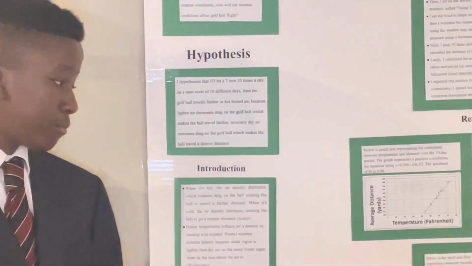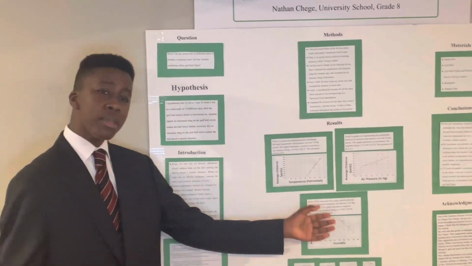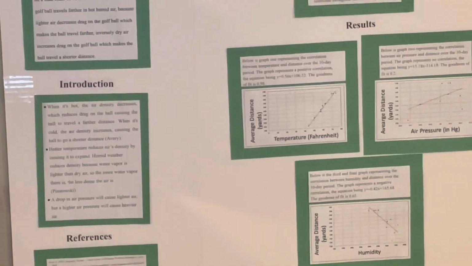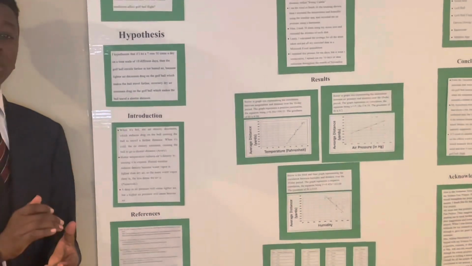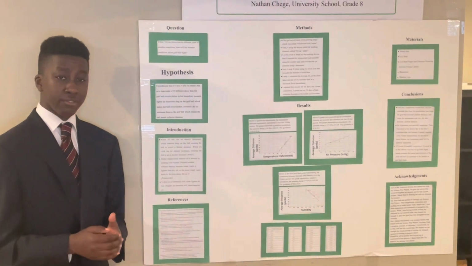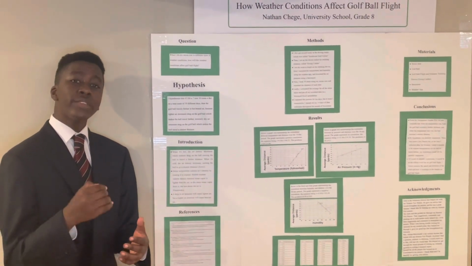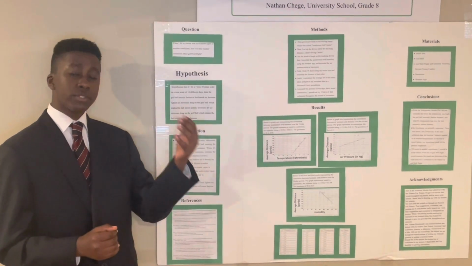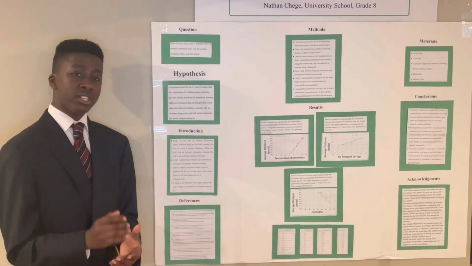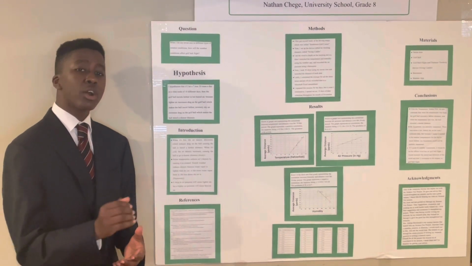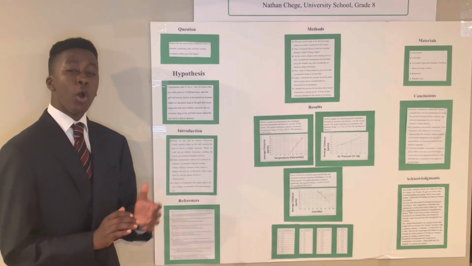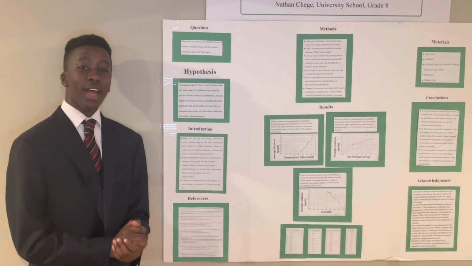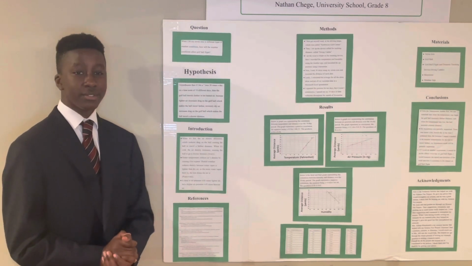Lastly, humidity. Humidity had a negative medium correlation with a goodness of fit of 0.2. But this shocked me a bit, because I expected that when the humidity is high, the ball would travel at its farthest. But it was the inverse of this. When the humidity was low, the ball traveled at its farthest. And this is because temperature and air pressure take the bigger effect, meaning they override the effect that humidity has on the golf ball. And now I'll wrap up with the conclusions and acknowledgements.